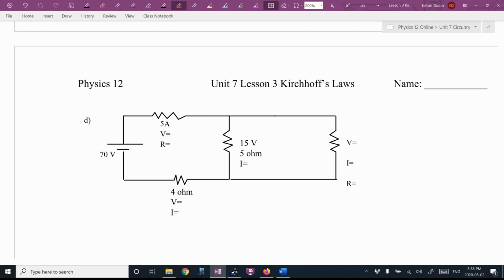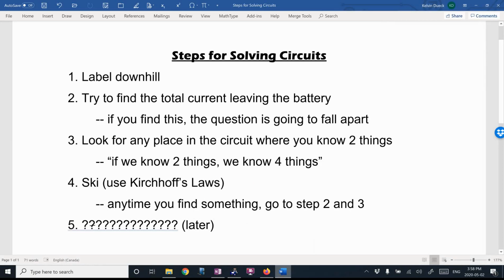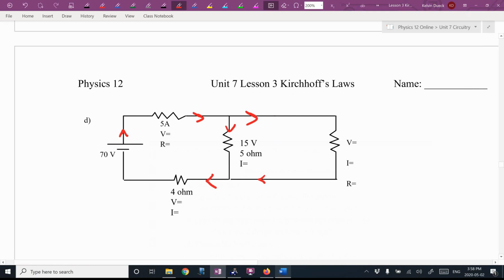So, step one, label downhill. Step two, try to find the total current leaving the battery. Oh, that's easy. 5 amps. Because there's no junctions between the battery and there. Well, that means this question's going to fall apart.